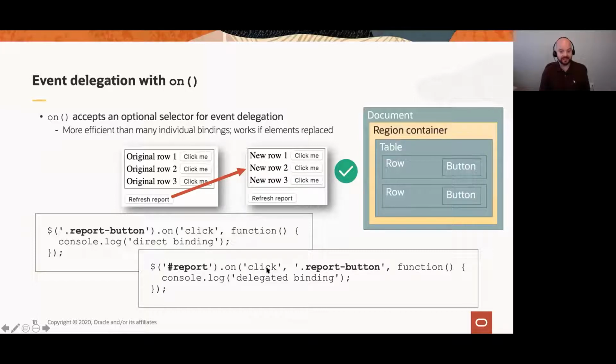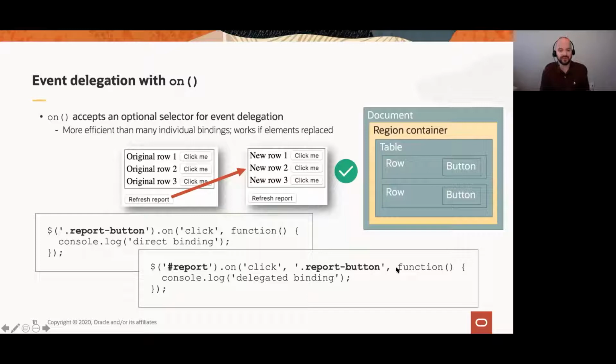And then I pass click as the first parameter, but now I have a new second parameter, and you can see that that was the selector I used before. And so what's going to happen here, when the button here is clicked, it's going to travel up the DOM tree and eventually get to this region container. And the region container is going to interrogate the event object and say, hey, where'd you come from? And do you match this selector? And if so, it will fire this function.